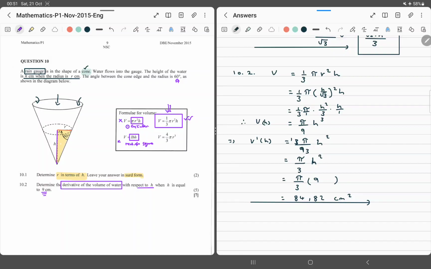Getting this expression is important, the volume in terms of h. And essentially, this would be the derivative. So this is basically 3 minus 1. The derivative is important, the substitution is important, and the answer is important. Now, where is the extra mark? I don't know.